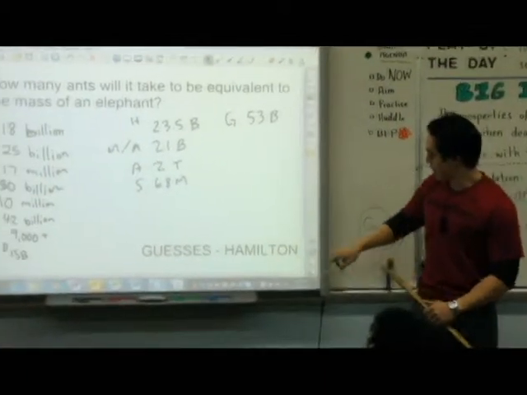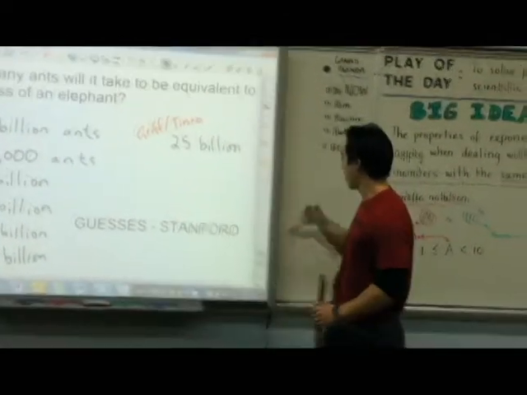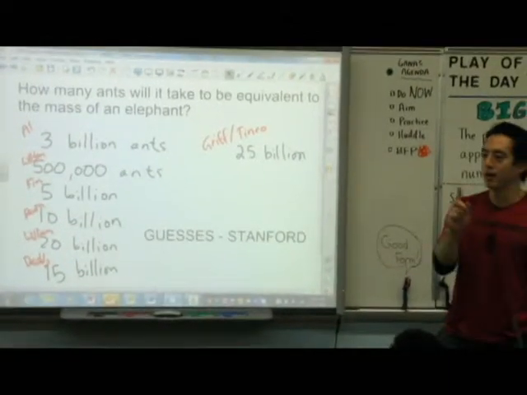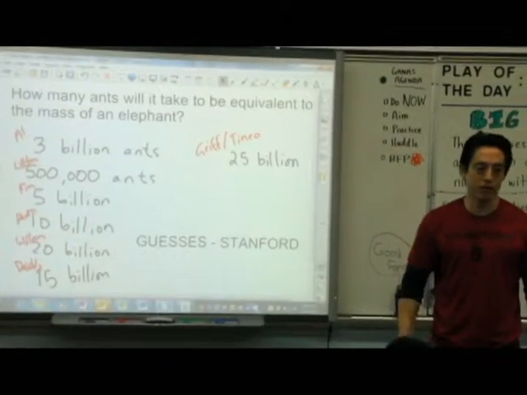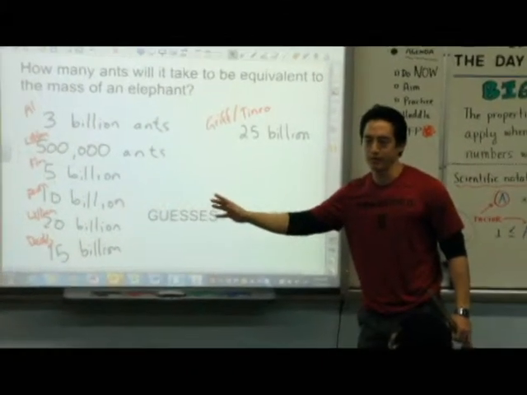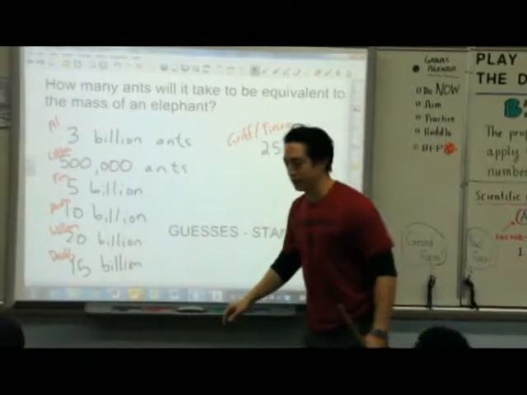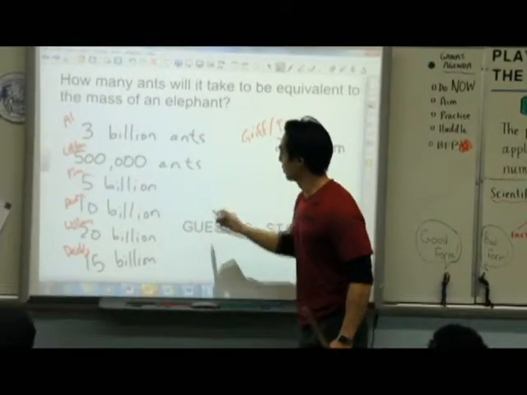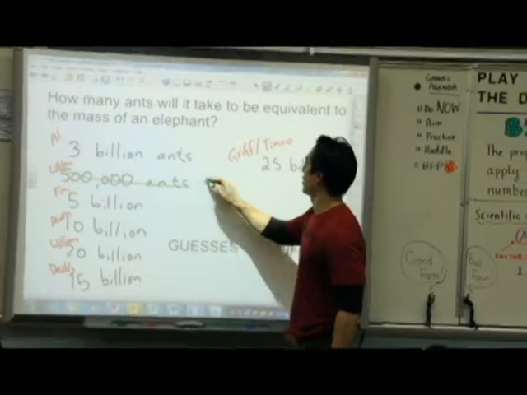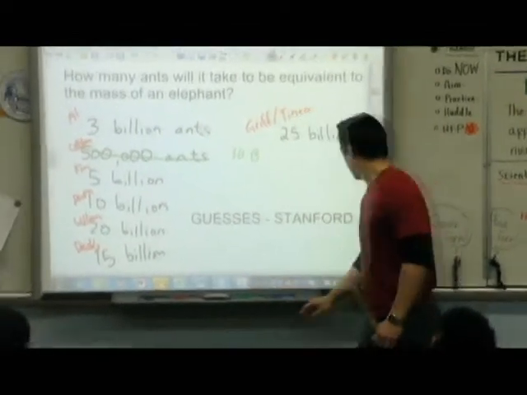All right, so we know it's going to be a lot, right? We're going to figure out today actually how many ants it would approximately take to be equivalent to the mass of an elephant, right? Anyone want to revise a guess real quick? Well done. I'll change my guess to 30 billion. Okay, 30 million, that equals 30 billion, okay? Interesting. Let's take a look.